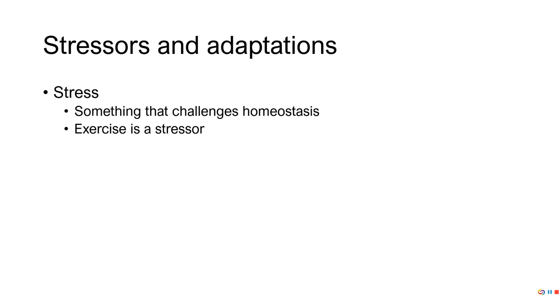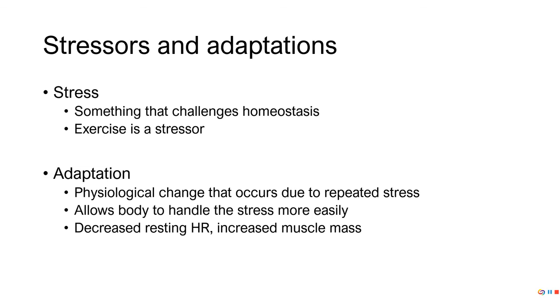We'll start by talking about stress and adaptation. So stress is something that takes us out of homeostasis. Exercise is a stressor because we leave homeostasis when we exercise. However, it's interesting to note we can get back into homeostasis during exercise. And adaptation is something that occurs in response to repeated stress. These adaptations allow us to handle stress earlier. For example, increasing muscle mass after several weeks of lifting would be an example of an adaptation.